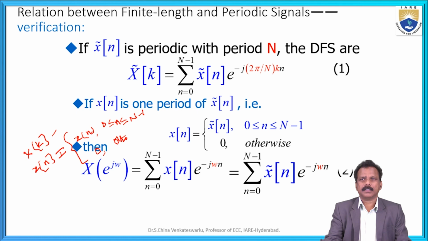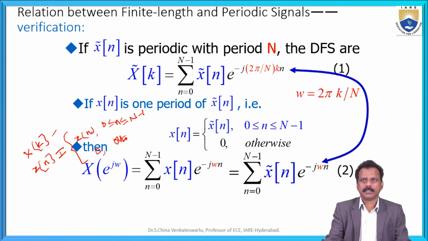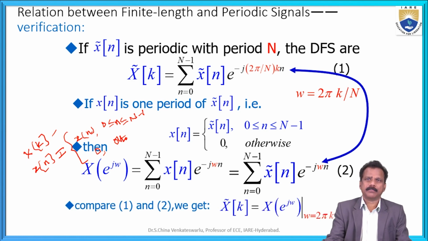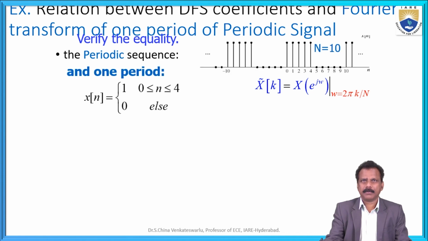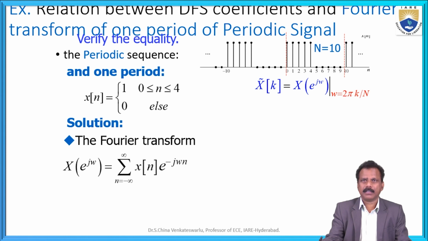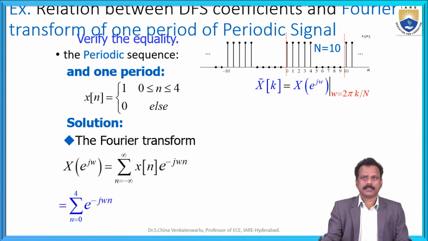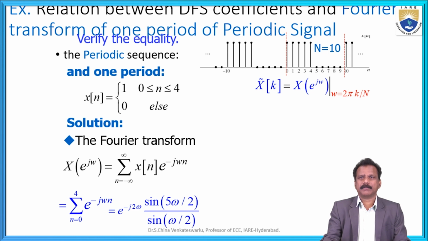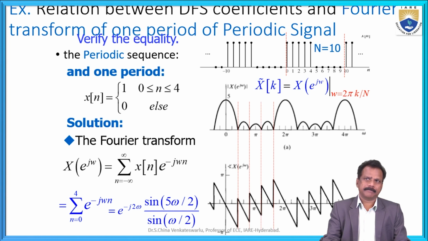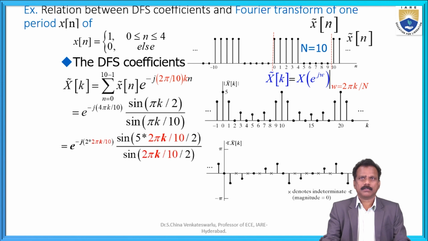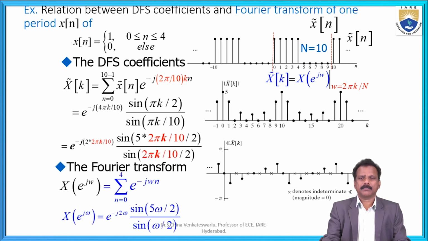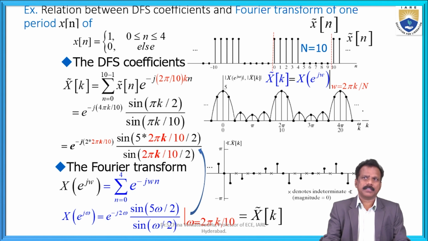So here we are to verify that the first equation and second equation are nothing but omega equal to 2 pi k by N, the twiddle factor. This example we will see after using some numerical values, how it varies. We will discuss in detail this relationship between DFS coefficients and the Fourier transform, graphically. We are to verify. These are somewhat the relationship between DFS and the Fourier transform. Okay, how it varies.